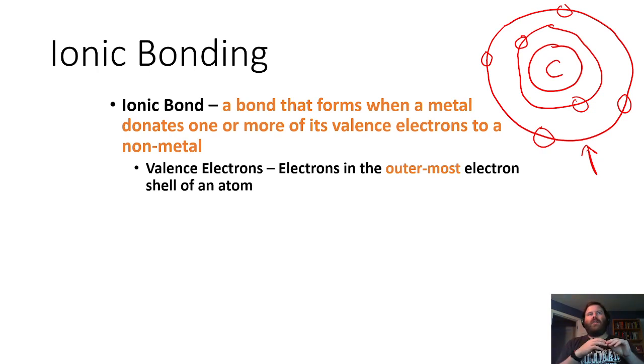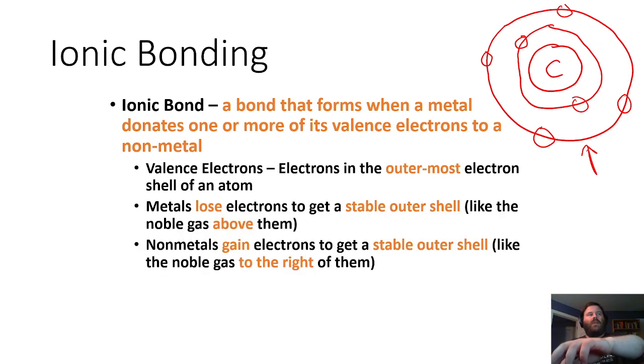We're not going to worry too much about how to count them or where they come from or why they're in that configuration. That's all stuff for chemistry. But just know that the valence electrons are the outermost electrons, and those are the ones that are used in bonding, mostly. All right.